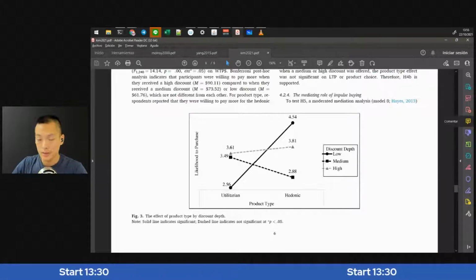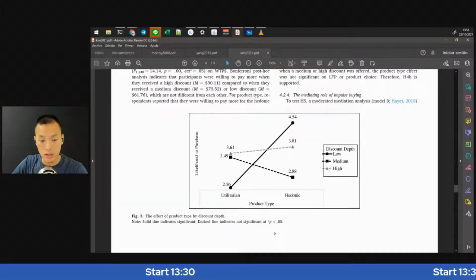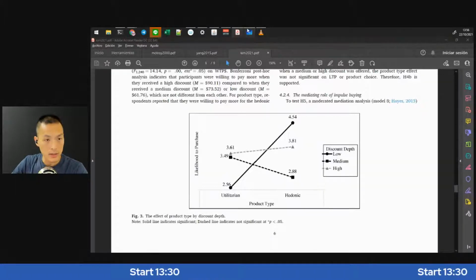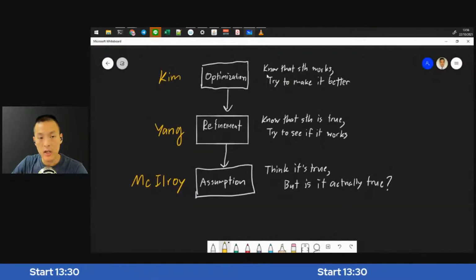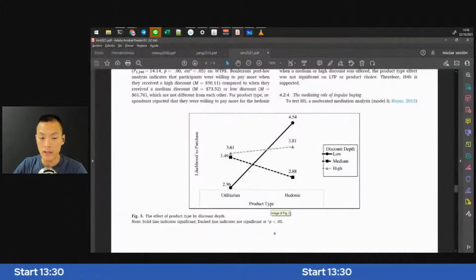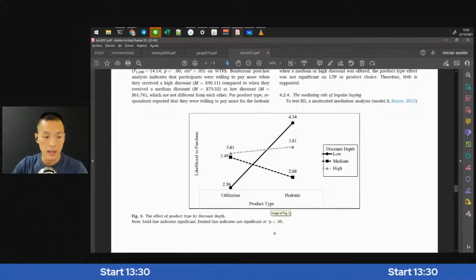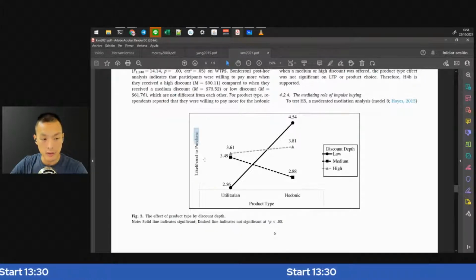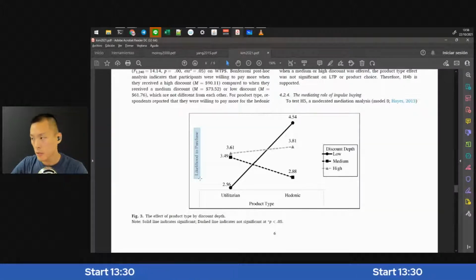Since we have read the abstract, we have read about the product types. You know that they're going to talk about two product types, hedonic and utilitarian. And then you see something amazing happen, right? So again, if we go back to the optimization kind of research, you know that something works, but optimization tries to make something work better. Before we have read this paper, we know that giving out discounts works in making customers more likely to purchase something. More discount means more purchase.